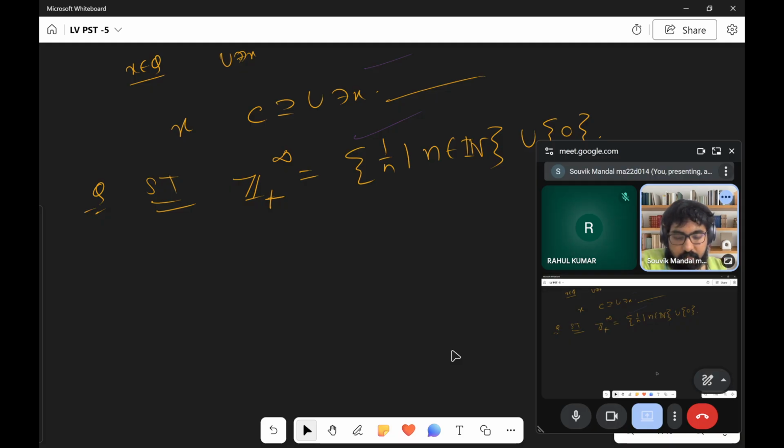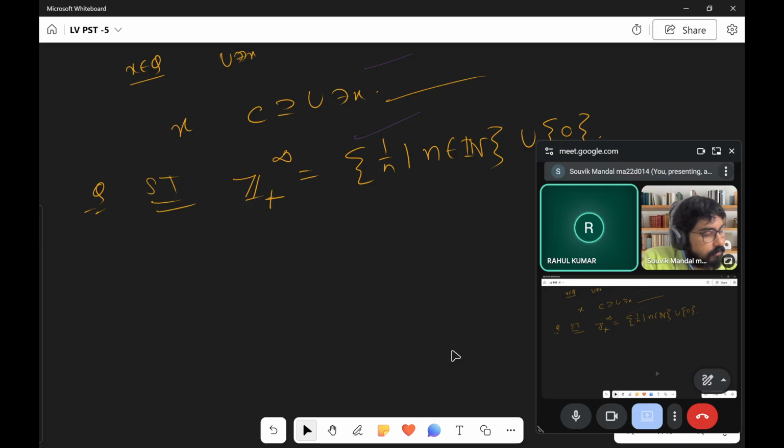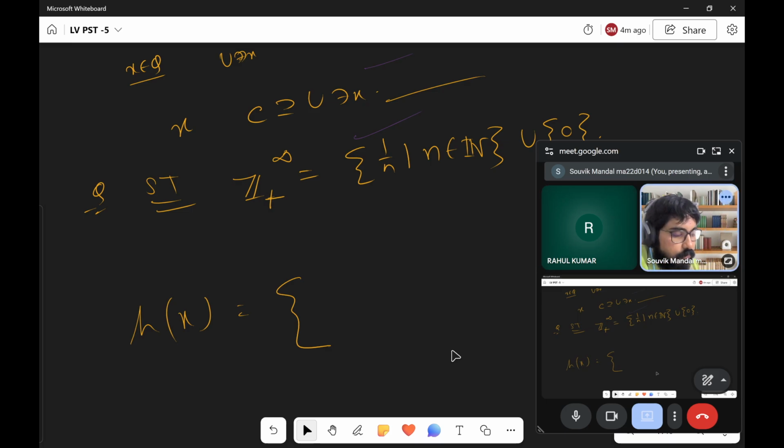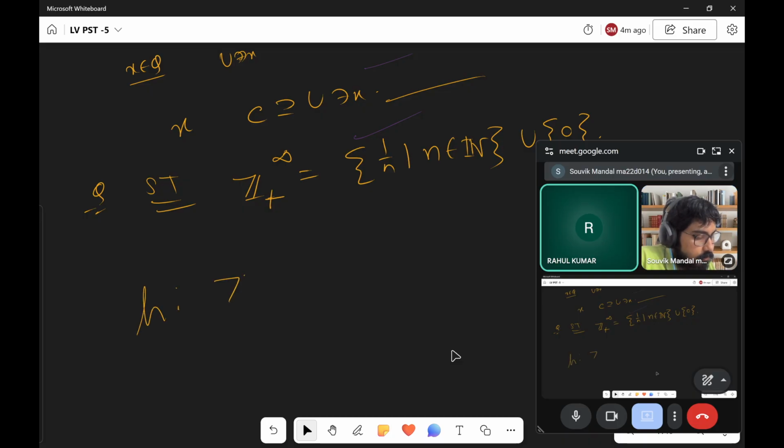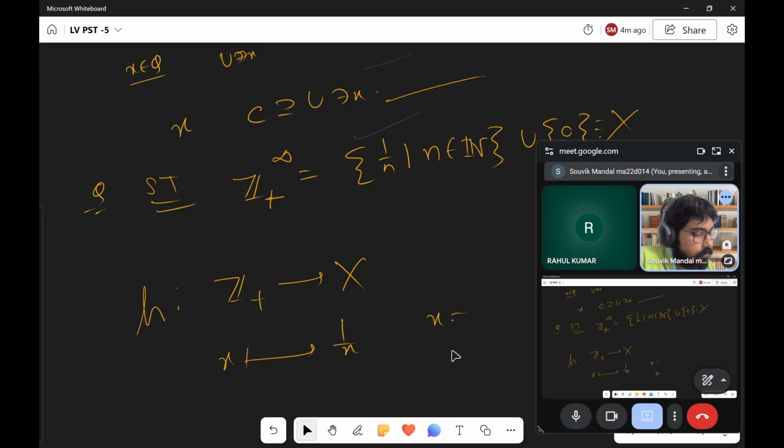Are you able to figure it out? Sir, here we took a map h which sends x to 1/x where x is not equal to 0, and h(x) equals 0 when x equals 0. So tell me first, from where to where is the function? Z plus to X. This set, call it X. So you are defining x into 1/x, right? From where is the extra element coming? From where is this 0 coming?